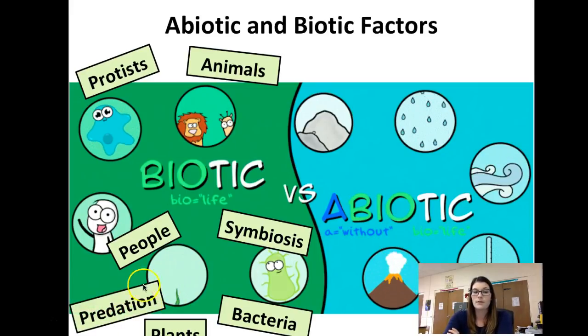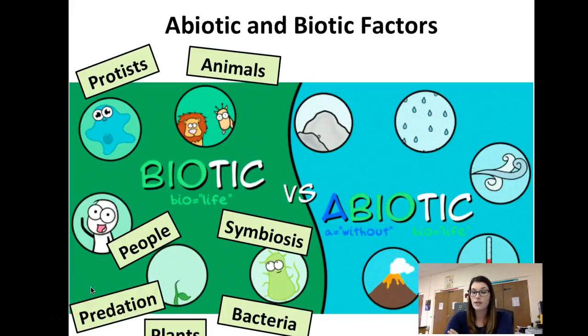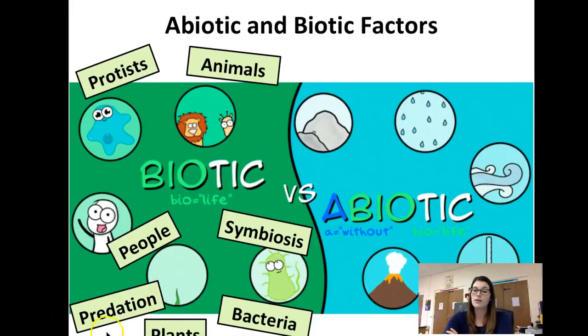Predation is another example of how living organisms are interacting with each other. So predation refers to predator versus prey relationships. So a wolf and a bunny, for example, the wolf would be the predator and the bunny would be the prey. That's an example of how two living things are interacting with each other in an ecosystem. So we can also consider that a biotic factor.